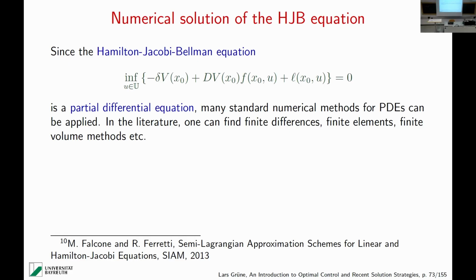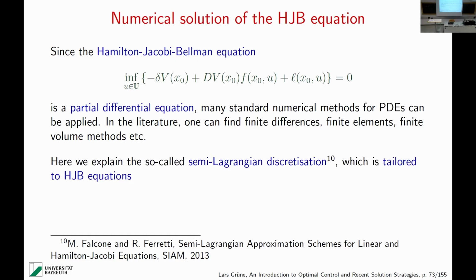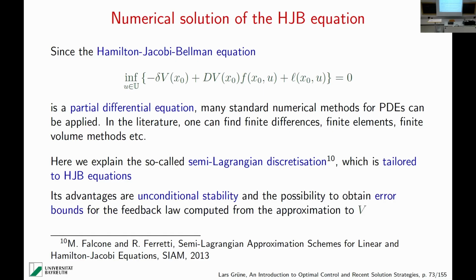If you don't know it, I will not really talk about it, because I would like to talk about my favorite method for solving Hamilton-Jacobi equations numerically, which is the so-called semi-Lagrangian discretization. And this book from about 10 years ago really contains many things of what you need to know if you want to apply them. And these methods are really tailored to Hamilton-Jacobi-Bellman equations, and they have some really good features that I would like to explain to you.